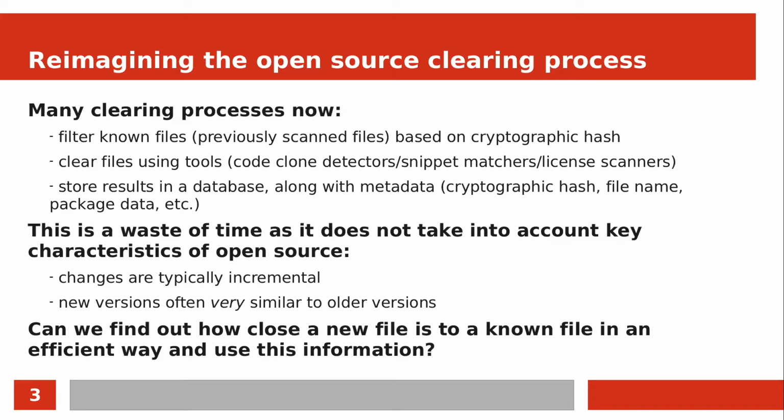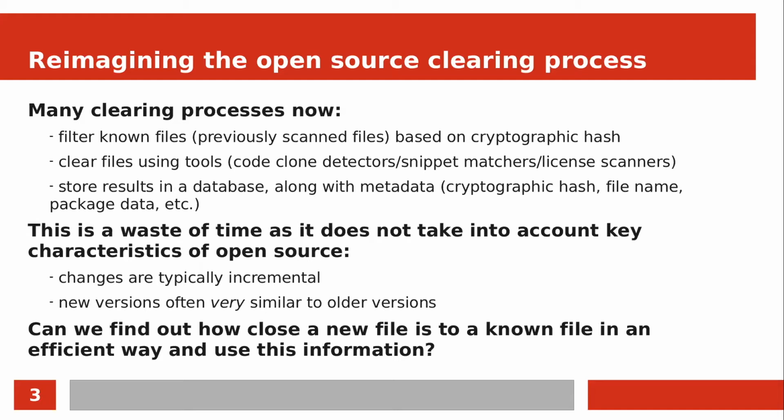So there is a system in that they scan files. First they filter all of the files that they already know that are previously scanned based on a cryptographic hash like SHA-256 or MD5. And then they clear the files using tools like code clone detectors or snippet matchers or things like license scanners, security tools, and so on. And then results are stored in a database along with metadata about that particular file or package, like a cryptographic hash, file name, package data, and so on.